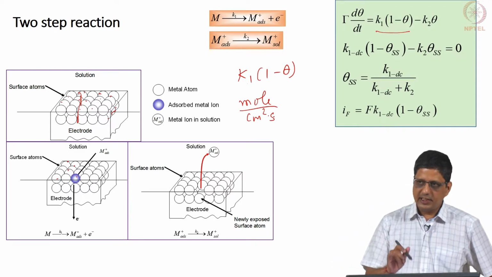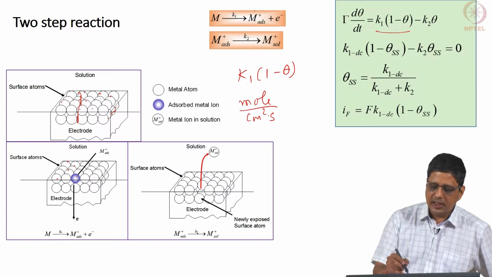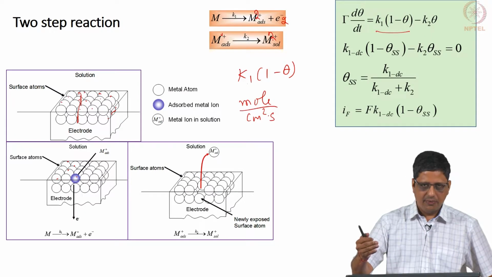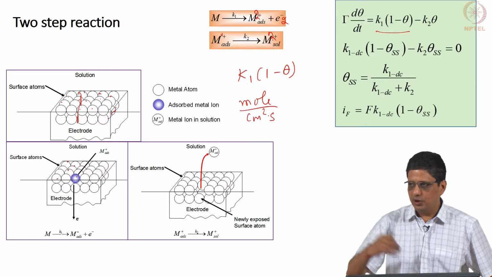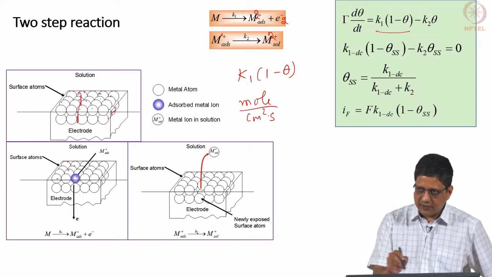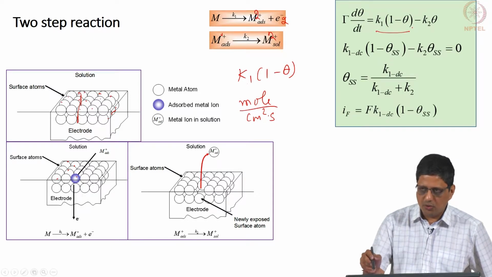Now, the first reaction gives 1 electron. I can have another reaction where M becomes M2 plus adsorbed plus 2 electrons, and M2 plus adsorbed goes into solution. Copper can become copper 2 plus, copper 2 plus can go into solution. In that case, I will say the rate of the first reaction consumes M surface at this rate of K1 1 minus theta, and the number of electrons produced is 2.